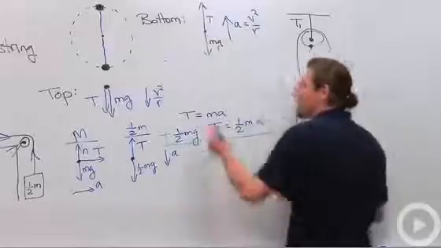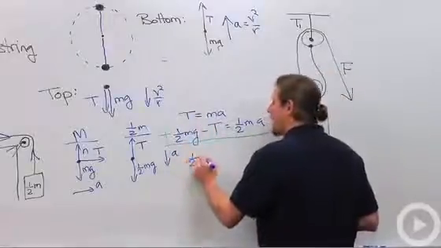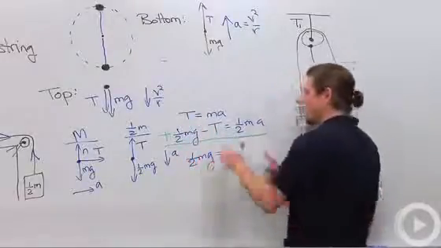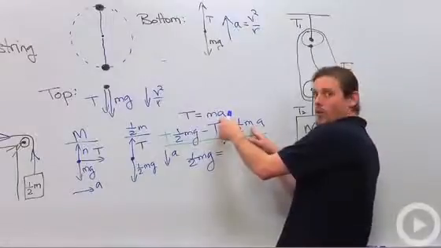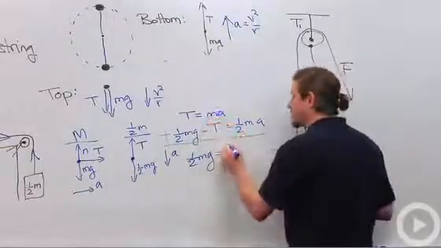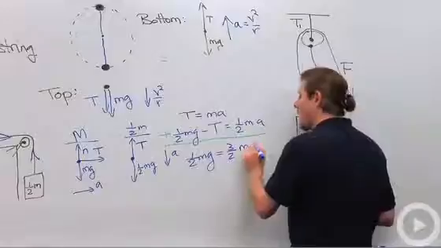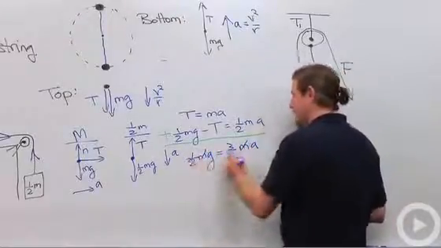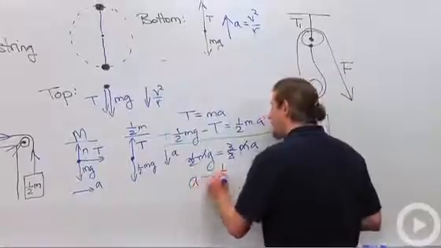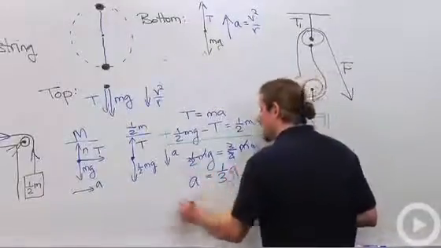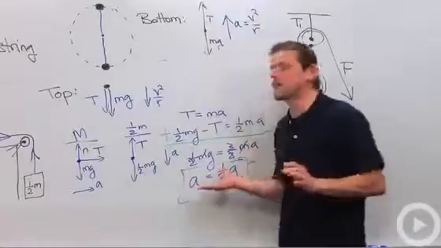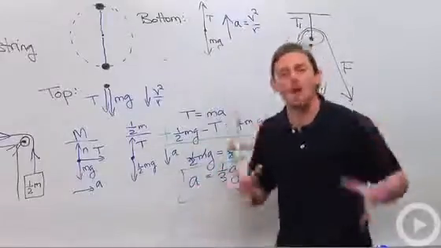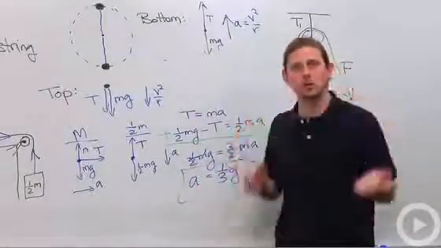So that means we'll have 1/2 mg equals, and let's add these two together. Well, this is going to give a half plus 1. Well, that's 3/2 ma. And look how beautiful that is. M cancels. The 2 cancels. A is 1/3 of the acceleration due to gravity. So this system is going to accelerate at 1/3 of the acceleration due to gravity.